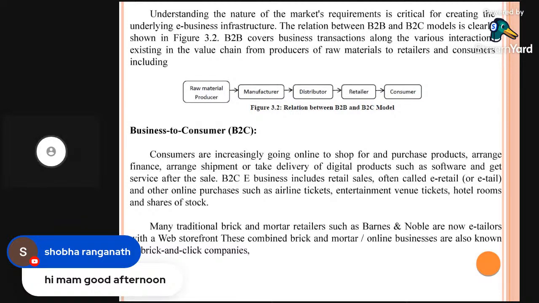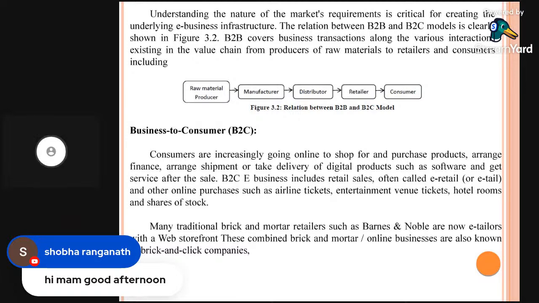On page number 41, this picture shows the relationship between the B2B model and the B2C model. Here you can see the raw material producer to the manufacturer. This is a B2B transaction, whereas from manufacturer to distributor, then to the retailer and to the consumer, these indicate a business to consumer model, that is the B2C model.